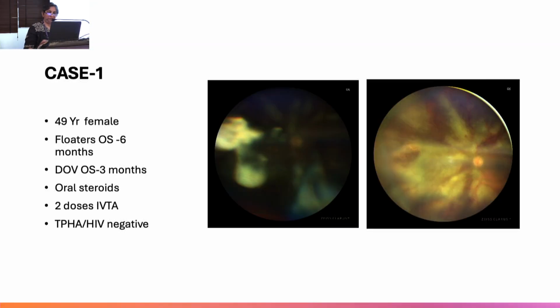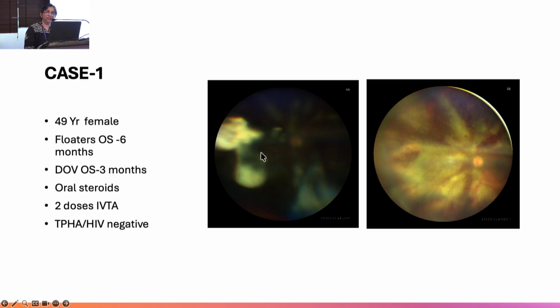So I want to share my first case, and this looks like a repetition actually. This is the third case being presented in the uveitis session in this KSOS. There's a 49-year-old female treated elsewhere for floaters and decreased vision in the left eye. She has received oral steroids and 2 doses of IVTA.